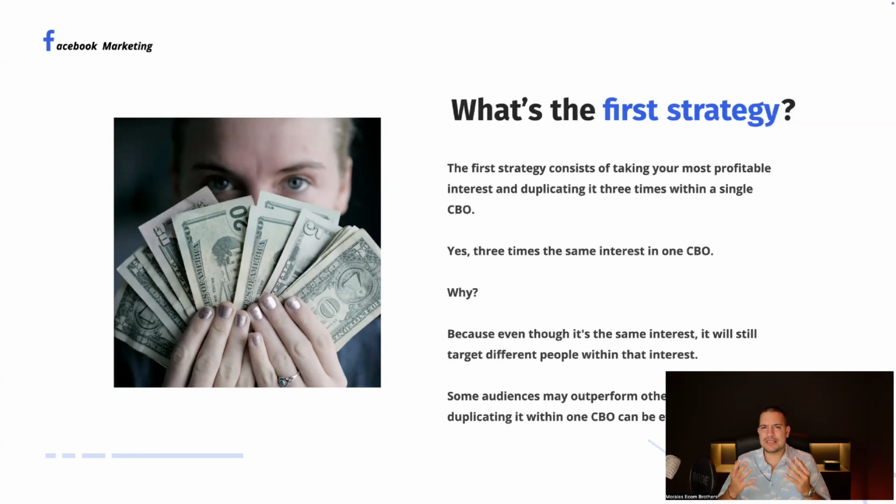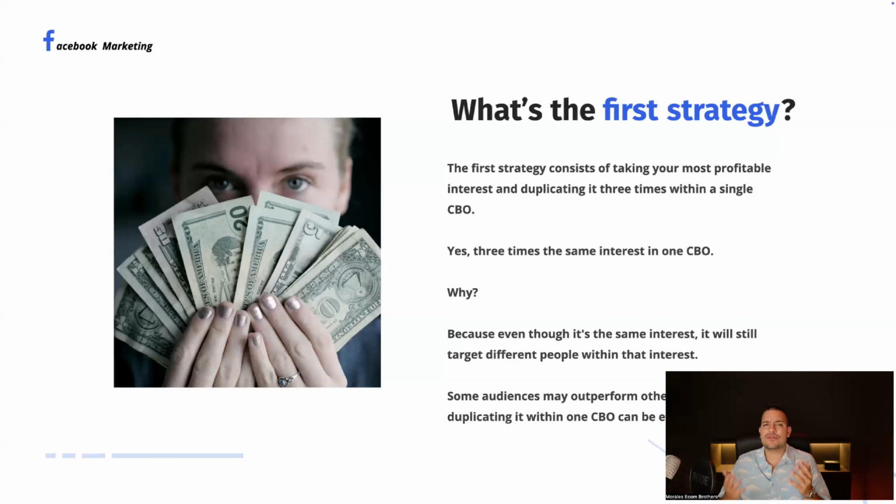Like why 3 times? Well, the first thing that you need to understand is when it comes down to CBO, 3 is the sweet number. That's what I have found out after spending thousands of dollars into the CBOs that I have tested on different products and on different brands. So you duplicate the most powerful, the one that is having the most sale, the most profitable interest overall into a single CBO campaign. So you duplicate it 3 times.